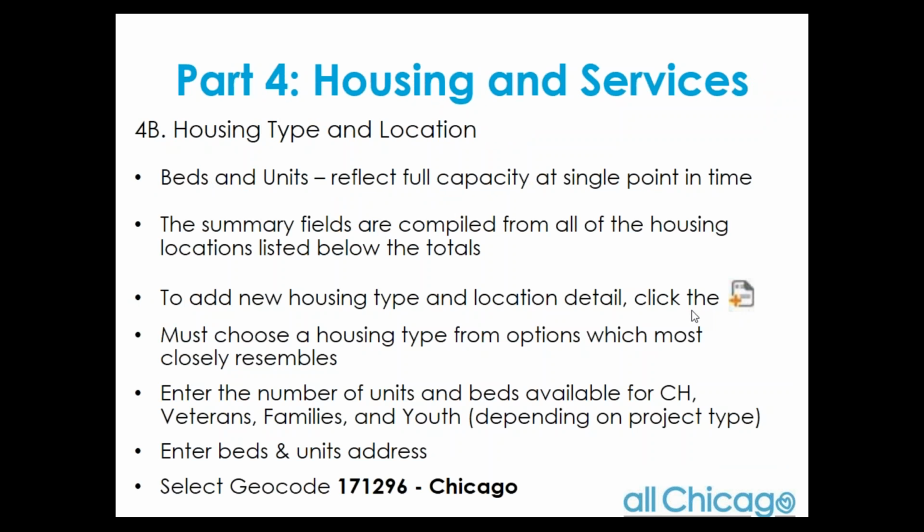You'll be able to add new housing types and location details by clicking that paper box and the little checkbox. But you must choose the housing type from options which most closely resembles your project. And then again, you'll have to enter your beds and the unit's address. And then most importantly here, make sure that we're selecting the Chicago geocode, which is 171296.